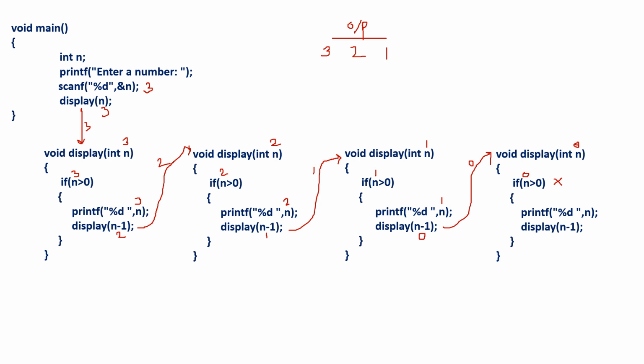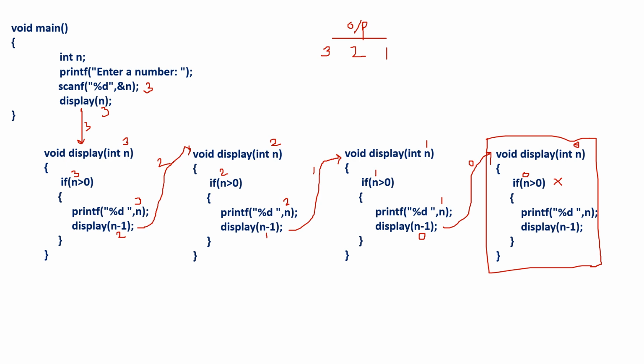That means this base condition is used to exit from the recursion. At this point of time there will be no more function calls. In this display function copy, we are stopping the recursion process. Why? Because the n value is not greater than 0, the n value becomes 0. That means there will be no more function calls.